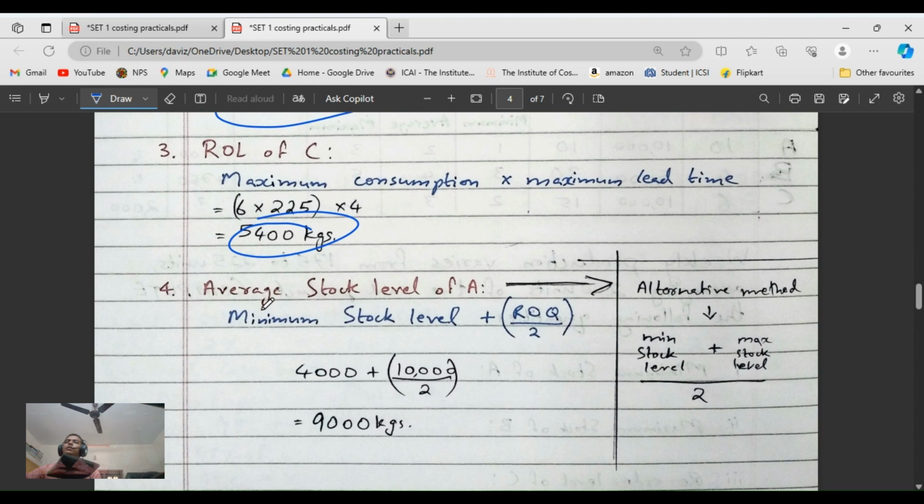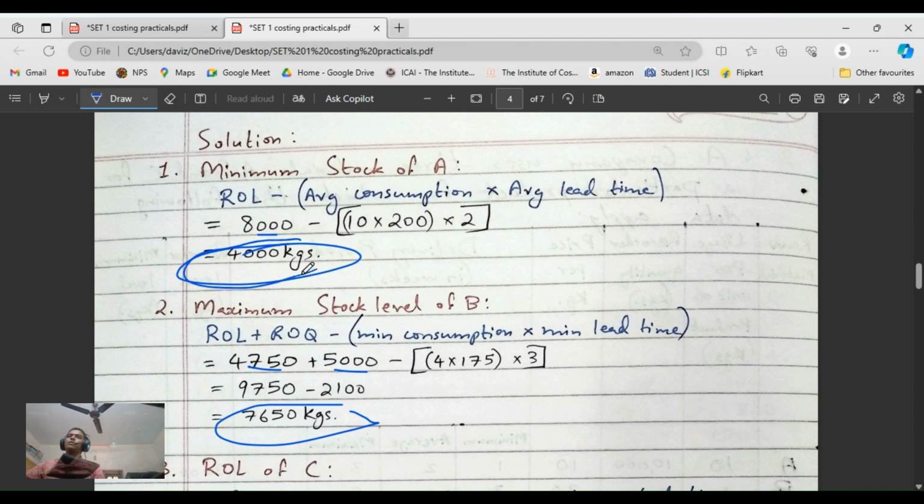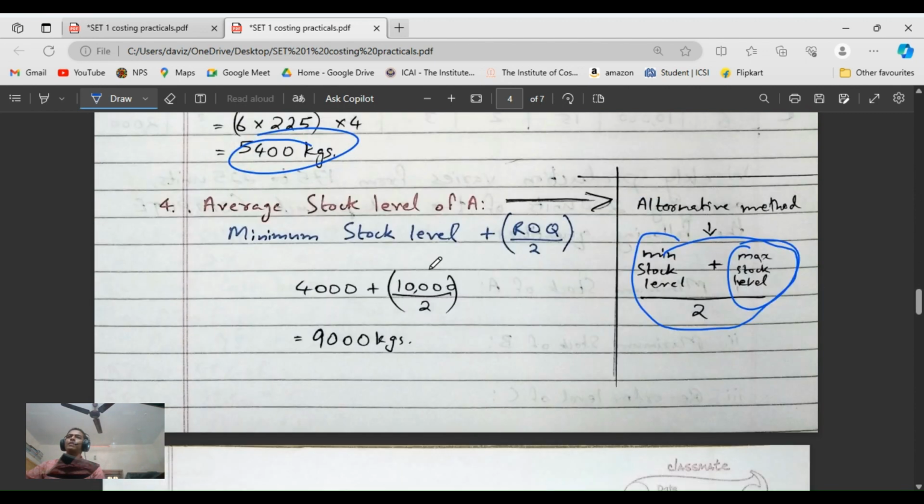We have to find out the average stock level of A. For that, we can use this method: minimum stock level plus maximum stock level by 2. But we don't know the maximum stock level, and to find that is a lengthy step. But we found the minimum stock of A is 4000 kg. So by applying this formula, it will be easier: minimum stock level plus ROQ by 2. Minimum stock level plus reorder quantity by 2.